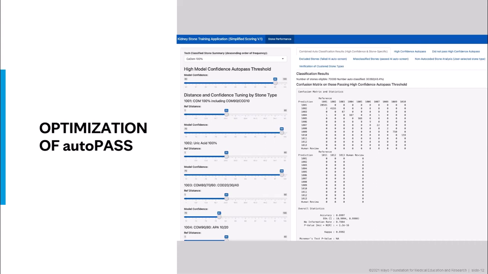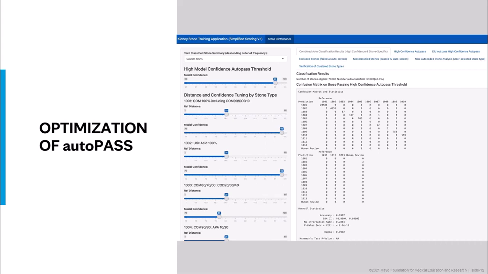So calcium oxalate from the beginning was one we wanted to be able to pass. This dashboard allowed us to tune the individual prediction parameters around each stone type to say, how certain do we want it to be and how close does it match the reference spectra? And if it's not really certain or it's not close, then it's rejected.